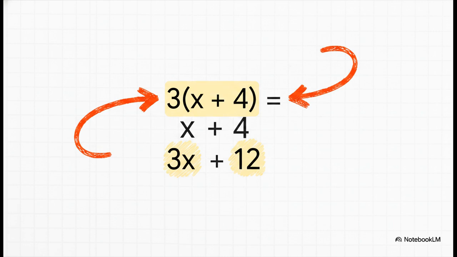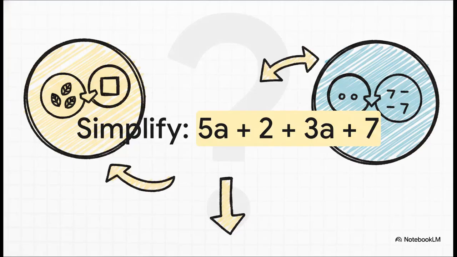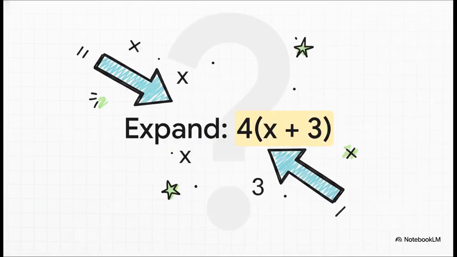As simple as that. You've seen the rules, you've walked through the examples, now it's your turn. Let's fire up a quick practice round to test out these new skills. First one, how would you simplify this expression? 5a plus 2 plus 3a plus 7. Think about our sorting rule. I'll give you a second. And the answer is 8a plus 9. You combine the a terms, 5a plus 3a, to get 8a, and then combine the numbers, 2 plus 7, to get 9. Nice work.